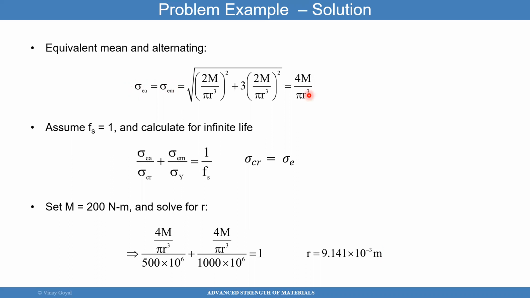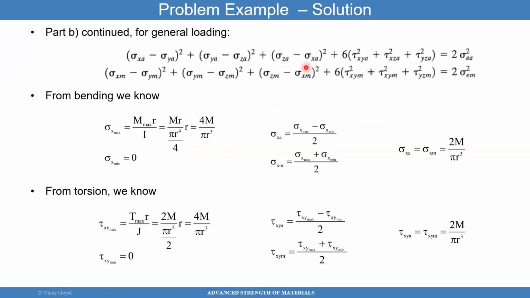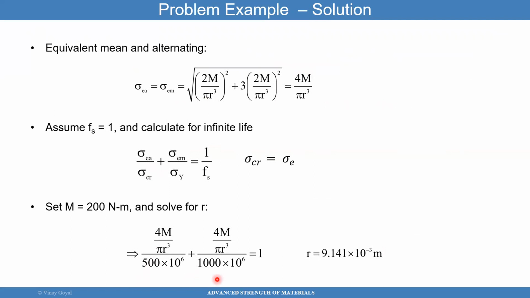To calculate infinite life, we're going to plug in the sigma endurance where sigma critical shows up. Then we plug in the equivalent values for alternating stress and mean stress. Both are shown here. And then I solve for R from this equation. I know sigma endurance is 500 and sigma yield is 1,000. I know those values from the problem statement. It says sigma yield is 1,000 and sigma endurance is 500. That's where that came from. The radius becomes 9.141, so you can have infinite life.